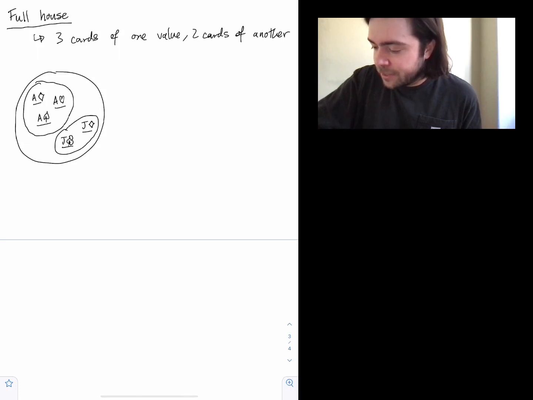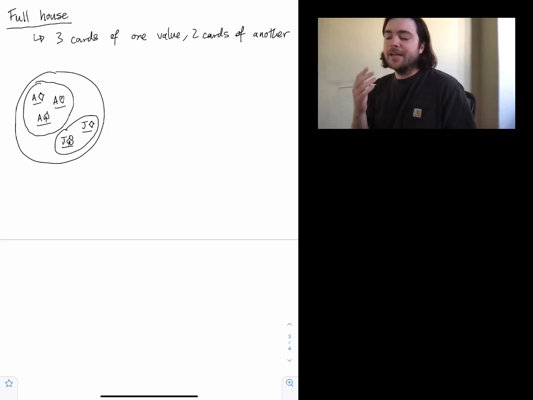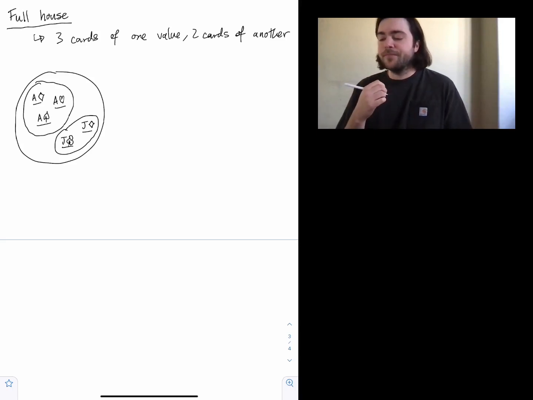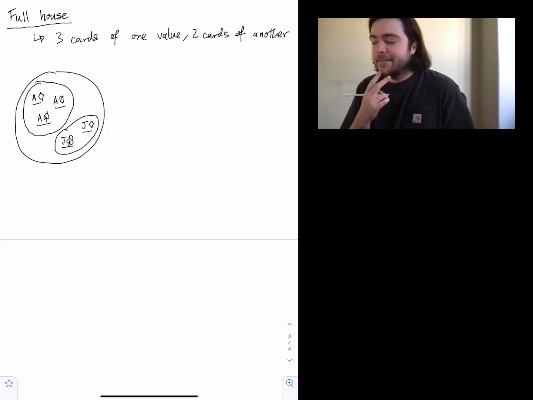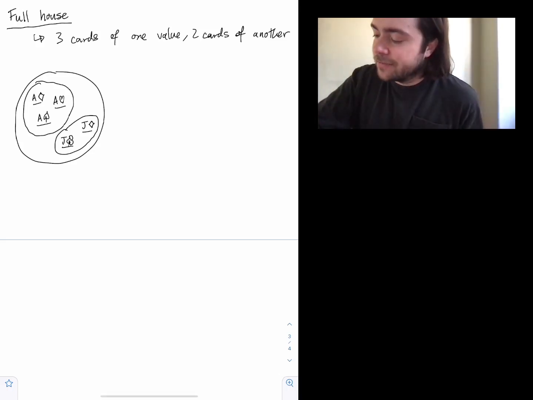Okay, so those would be my 2 cards of some other value. So this would be an example of a full house. So how do we count how many full houses there are? Well, you see we have 2 different values in play. All right, so again, I'm going to break this up into thinking about the possible value combinations and then the possible suit combinations. So let's think first about the choices for values.